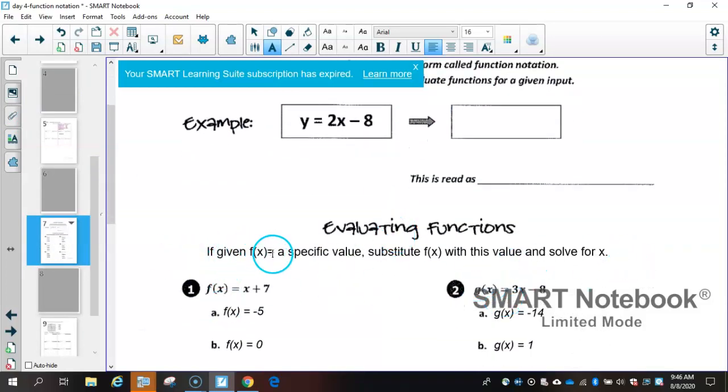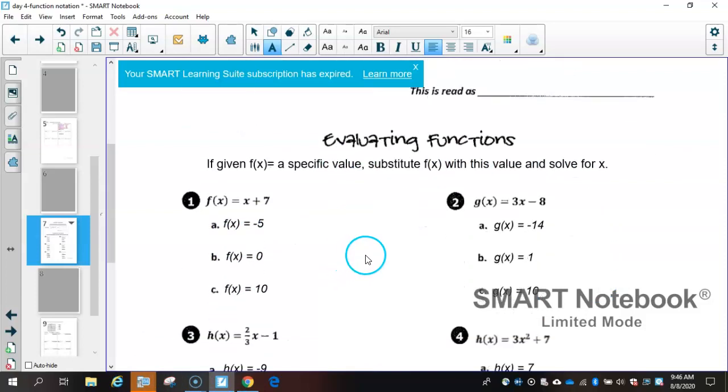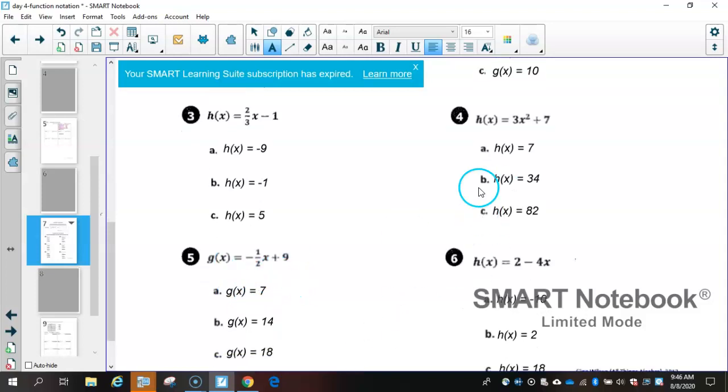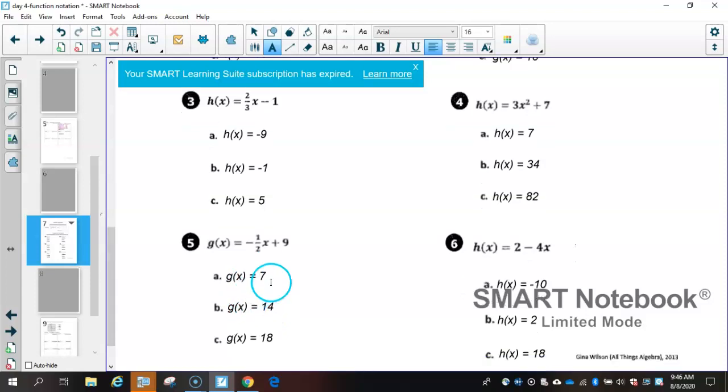If given f of x equals a specific value, substitute f of x with this value and solve for x. So we're going to do one of these algebraically and then one of these in the calculator. And I'm going to scroll down and we're going to do 4 in the calculator. Oh, excuse me, I'm still tired this morning. So 4 in the calculator and then 5 algebraically.